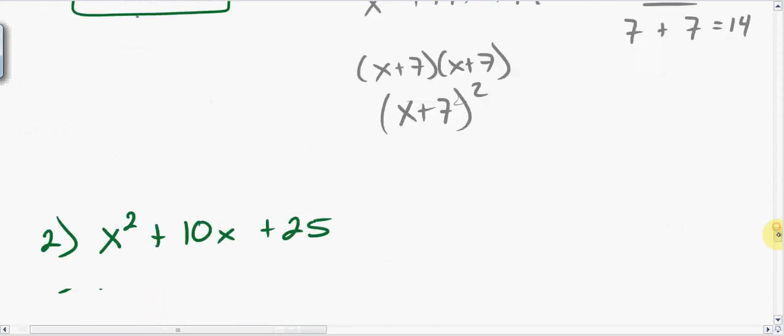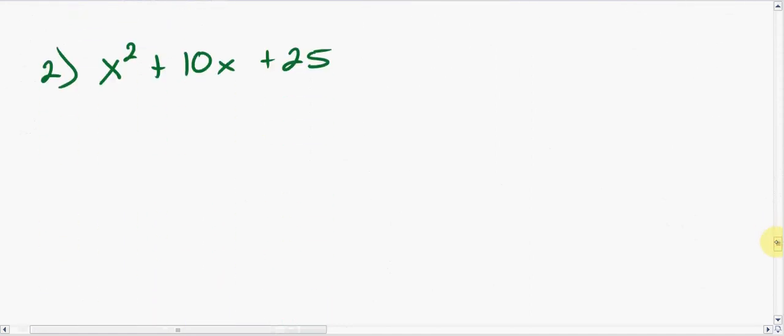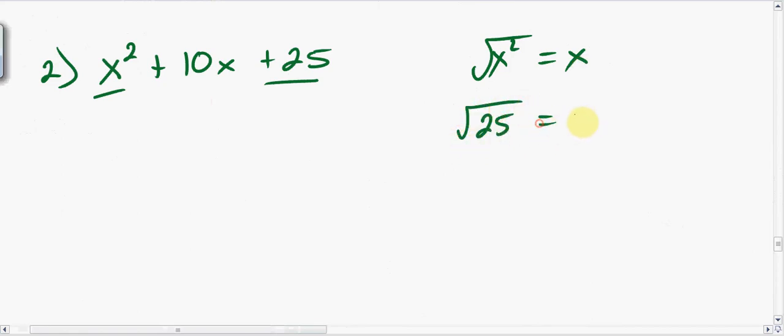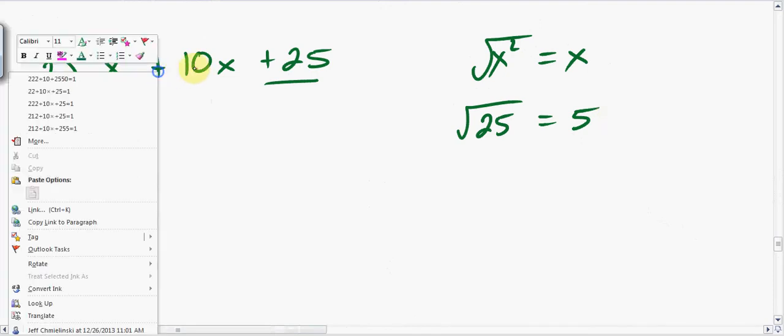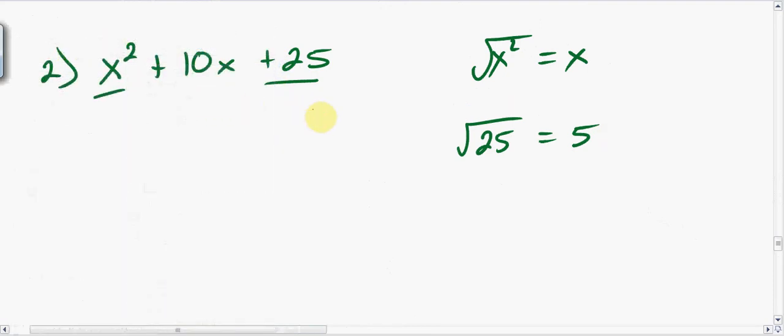So let's come down and look at one more. X squared plus 10x plus 25. Look at your terms. All right, are they both perfect squares? X squared. Take the square root of x squared. What do I get? X. 25. Take the square root of 25. What do I get? 5. If they're both perfect squares, you notice you have two plus signs, so we know it's going to be x plus 5 squared. And there's your answer.